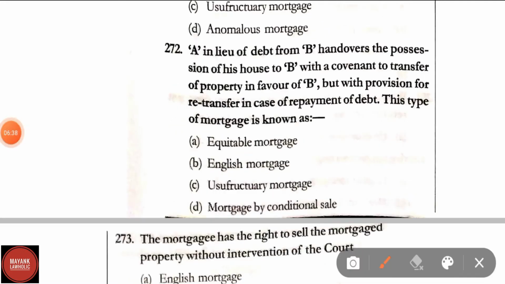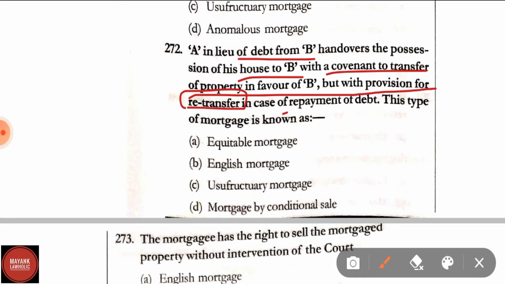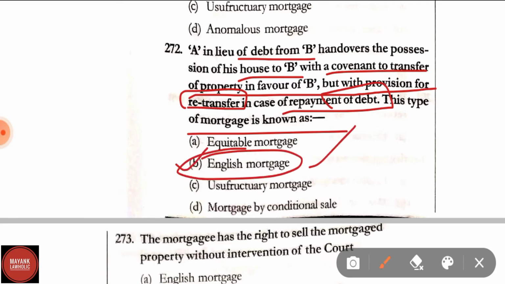Question number 272. In lieu of debt from B, A hands over the possession of his house to B with the covenant to transfer the property in favor of B, but with the provision for retransfer in case of repayment of debt. This type of mortgage is known as: option A, equitable mortgage, English mortgage, usufructuary mortgage, mortgage by conditional sale. Correct answer is option B, that is English mortgage.